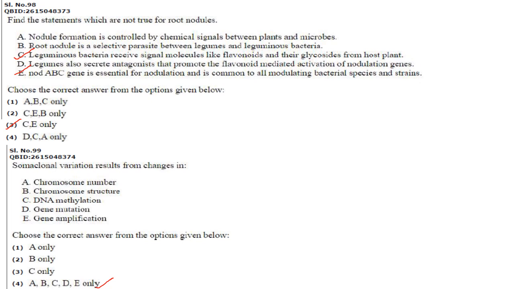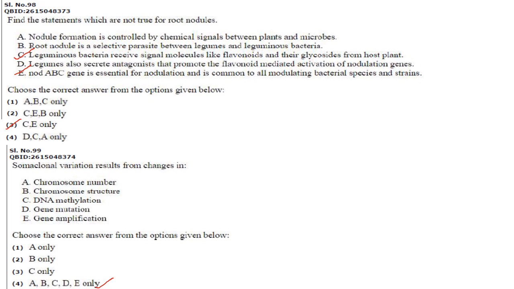Then next one. Find the statements which are not true for root nodules. Nodule formation is controlled by chemical signals between plants and microbes. Okay, that is correct. Nodule formation is controlled by chemical signals between plants and microbes. That is correct.